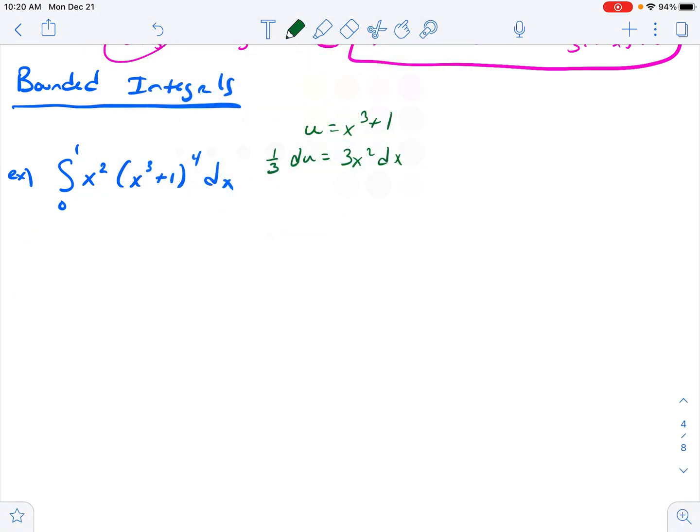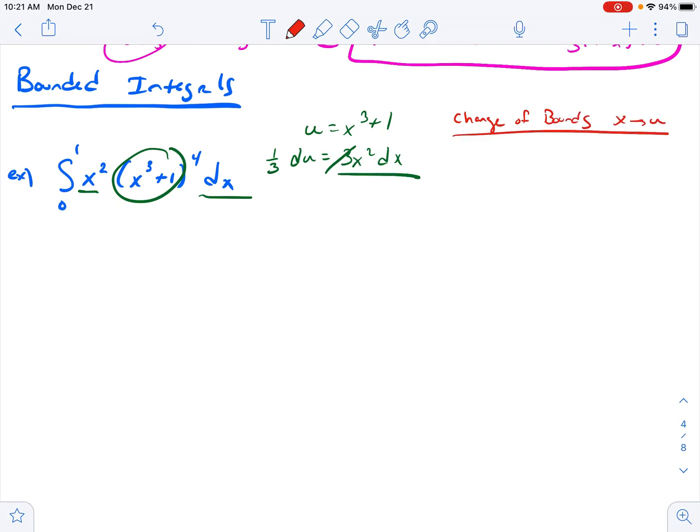Doesn't affect our u. We got the same u. We got the same exact du here. Okay, x squared dx is 1/3 du. Here's how change of bounds works. We're literally going to go from x bounds to u bounds here. Basically, what we need to do is figure out what does u equal when x equals 0, what does u equal when x equals 1.